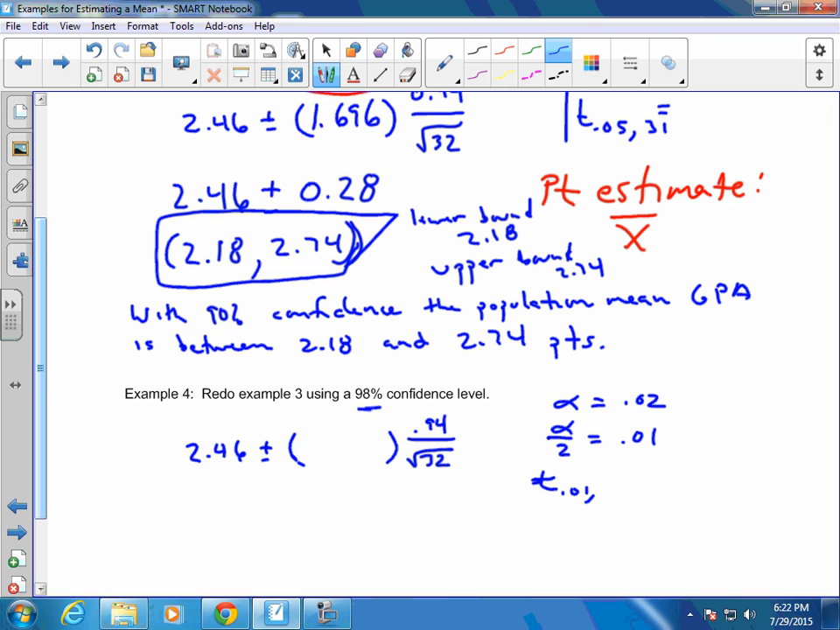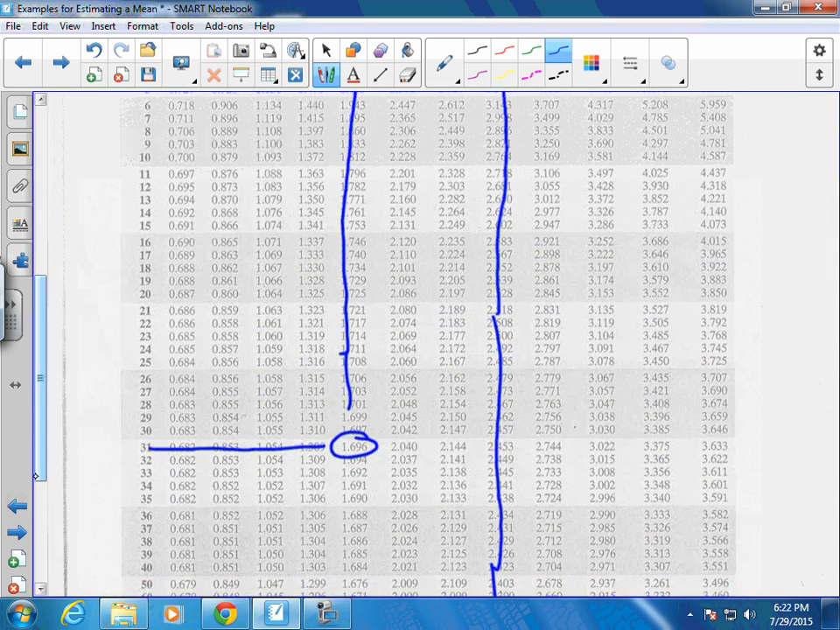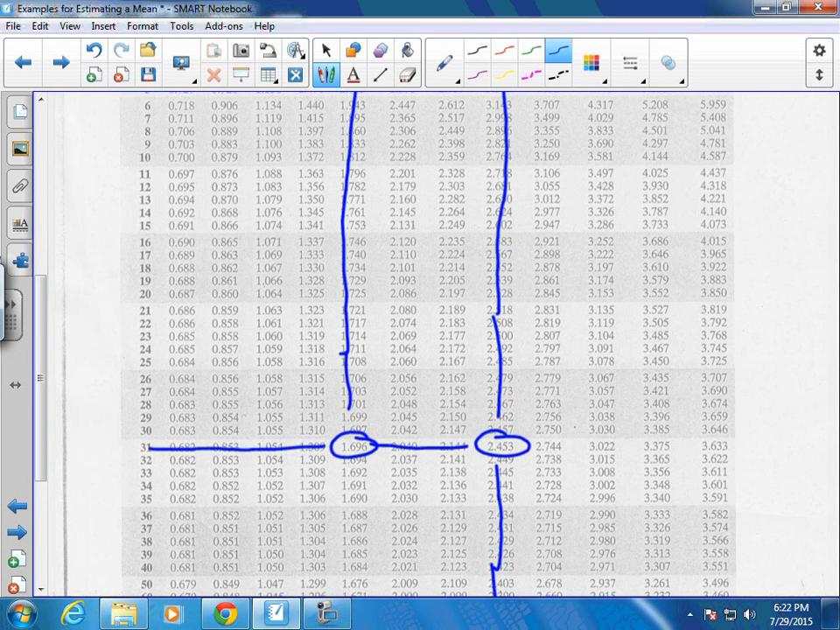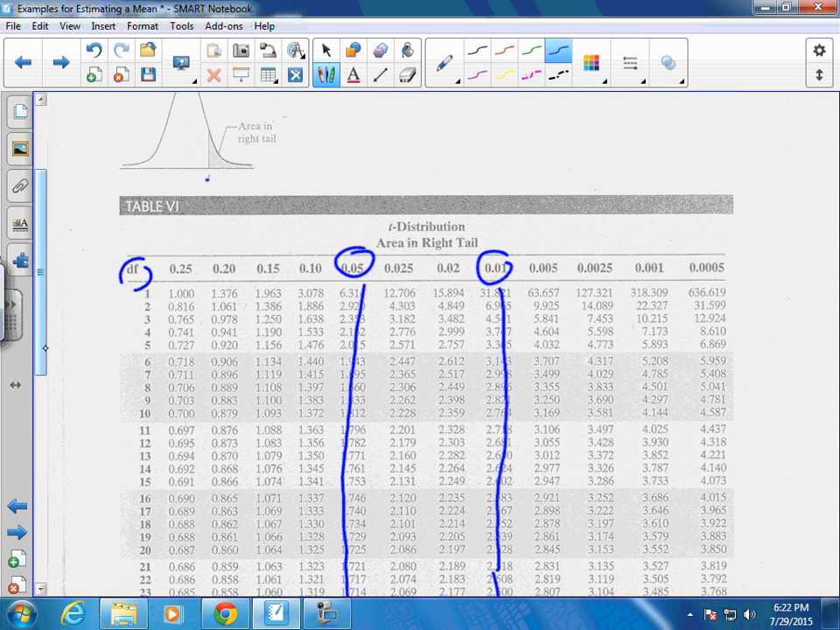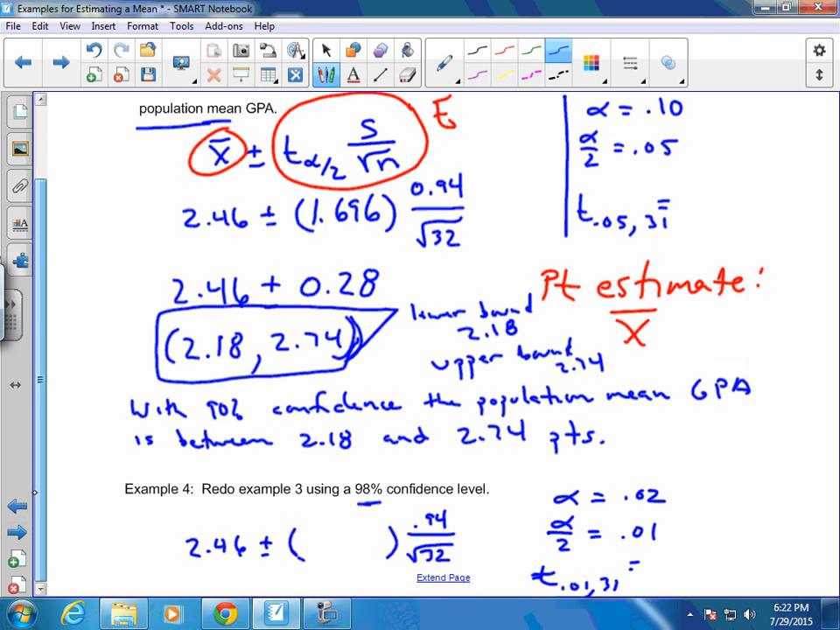The critical value with a right area of 0.01 and 31 degrees of freedom. Right, so 31 degrees of freedom and a 0.01, that's giving me 2.453. So again, all I did, same thing, match the degrees of freedom up with the right tail area. But before I had 1.696, here I have 2.453.